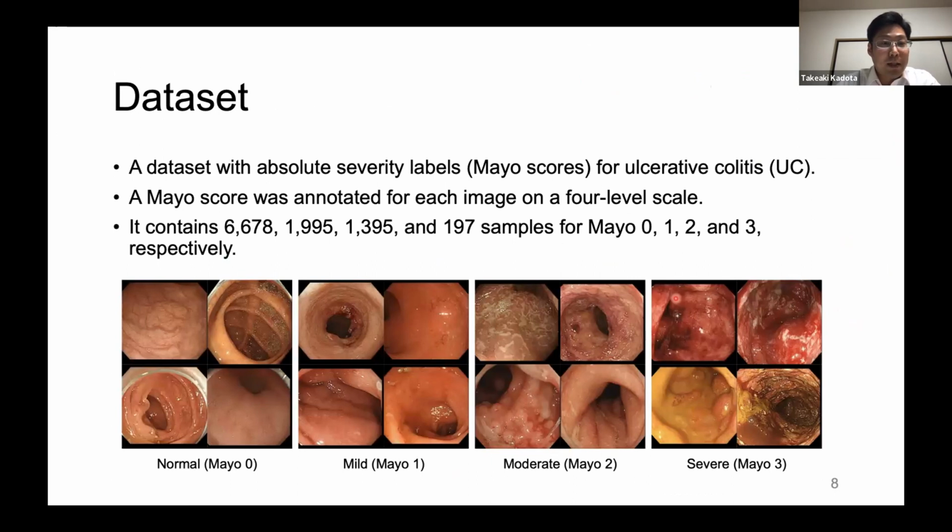We use a data set with absolute severity levels, Mayo scores, for ulcerative colitis, UC. This data set was used to analyze the relationship between absolute severity levels and estimated rank score. A Mayo score was annotated for each image on a 4-level scale. This data set has imbalanced classes.